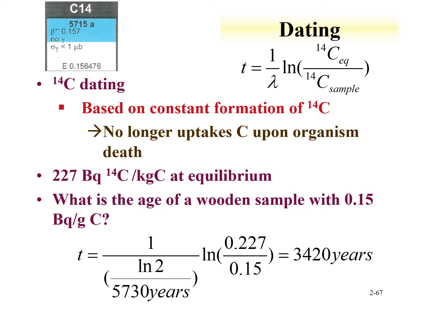Let's rearrange these equations, and we get the natural log of 0.227 divided by 0.15, and we get 3,420 years. Carbon-14, with a 5,000 year half-life, is reasonable for doing carbon dating on that order, so thousands of years.